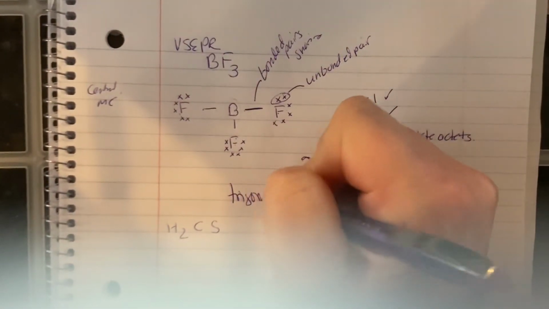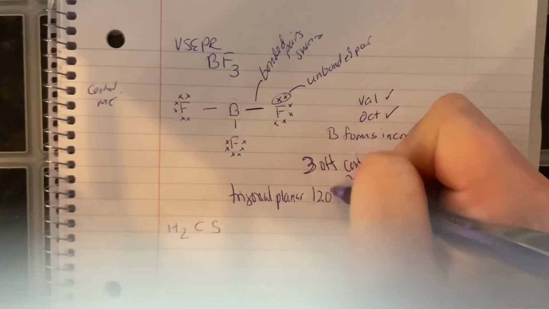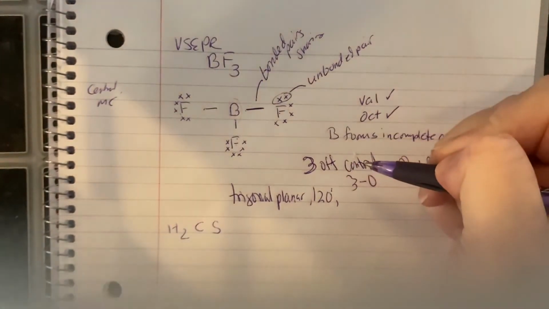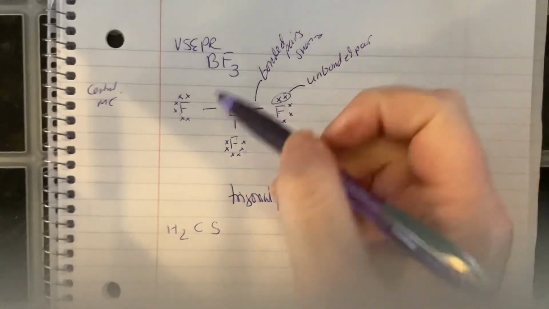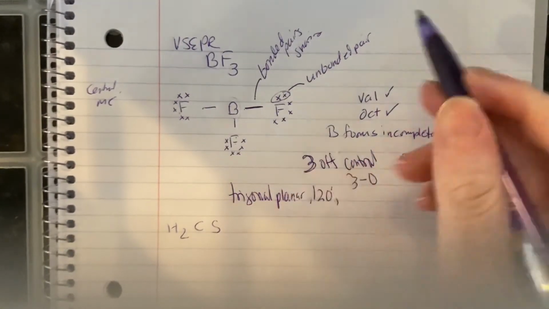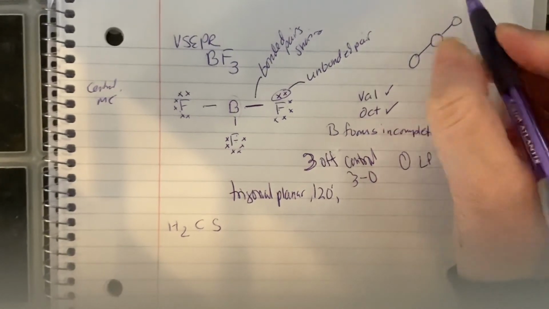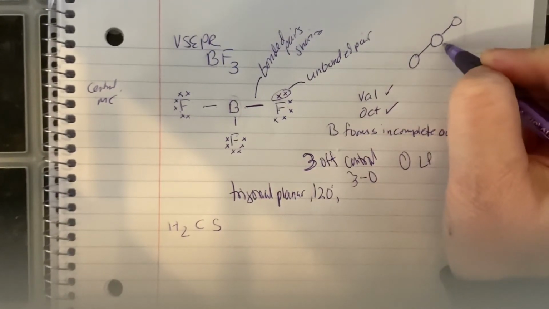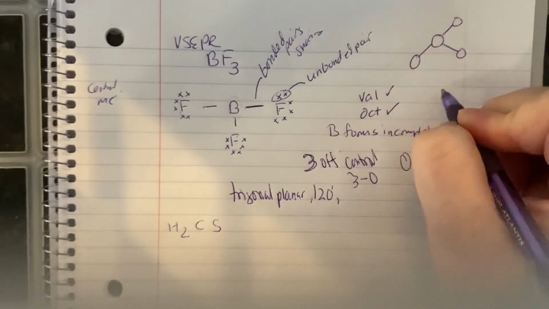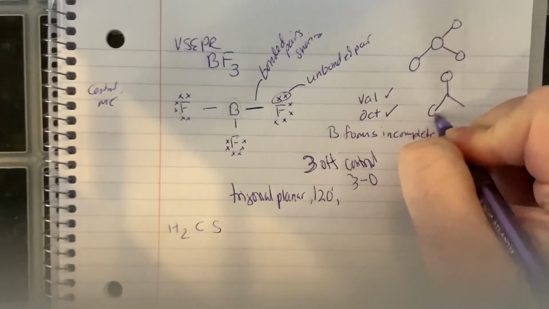Trigonal planar, 120 degrees. And then in terms of symmetry, right now he doesn't look symmetric, but if you saw what he looked like in the drawing, I'm still not going to do it justice. Let me see if I can, there we go, that's better.